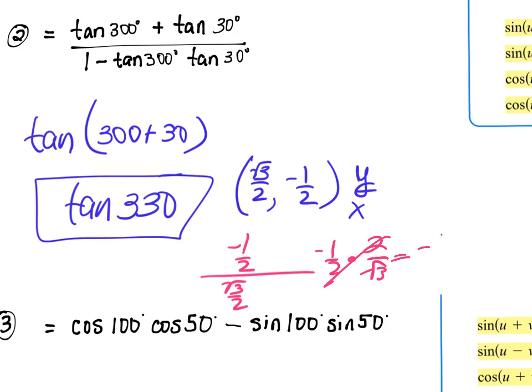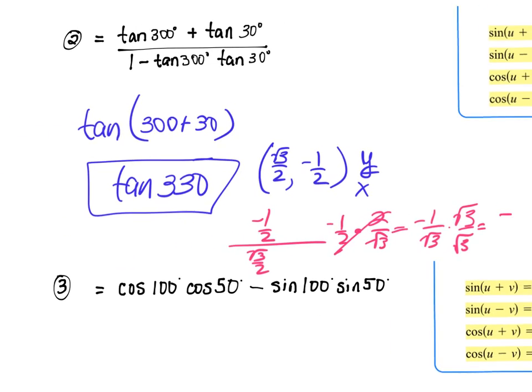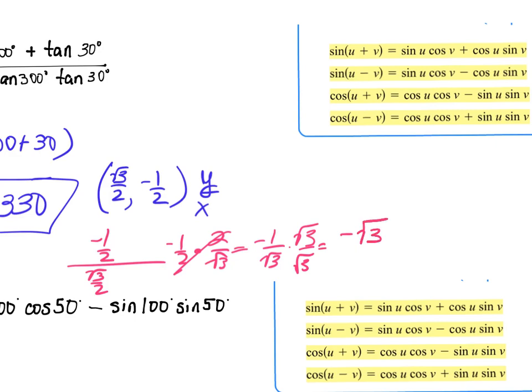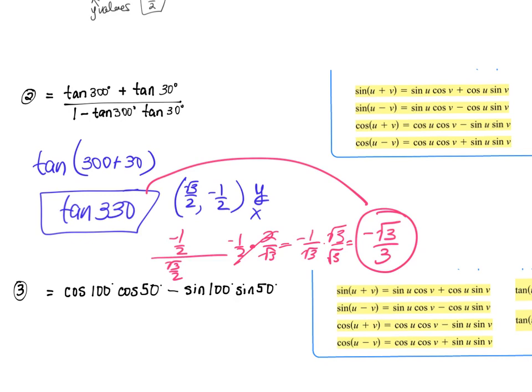The 2's cancel, so I have negative 1 over root 3. Now what? Got to multiply by radical 3. We have to rationalize. So the exact value of the tangent of 330 is negative root 3 over 3. Those are both correct answers. You have to have both.